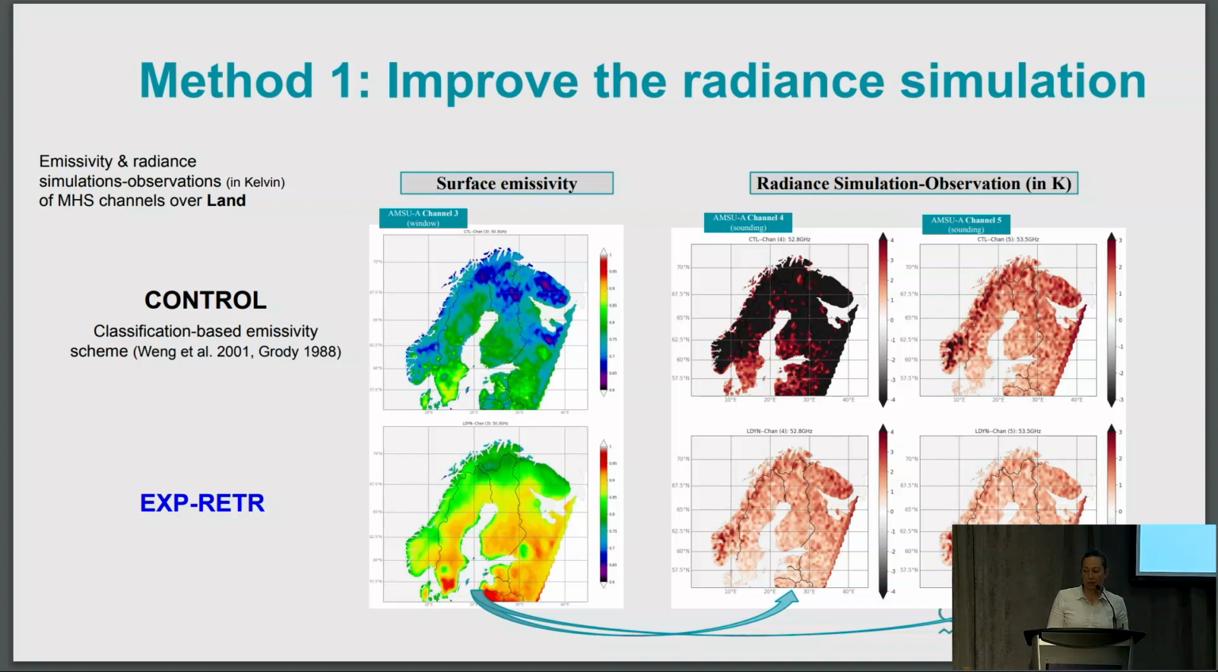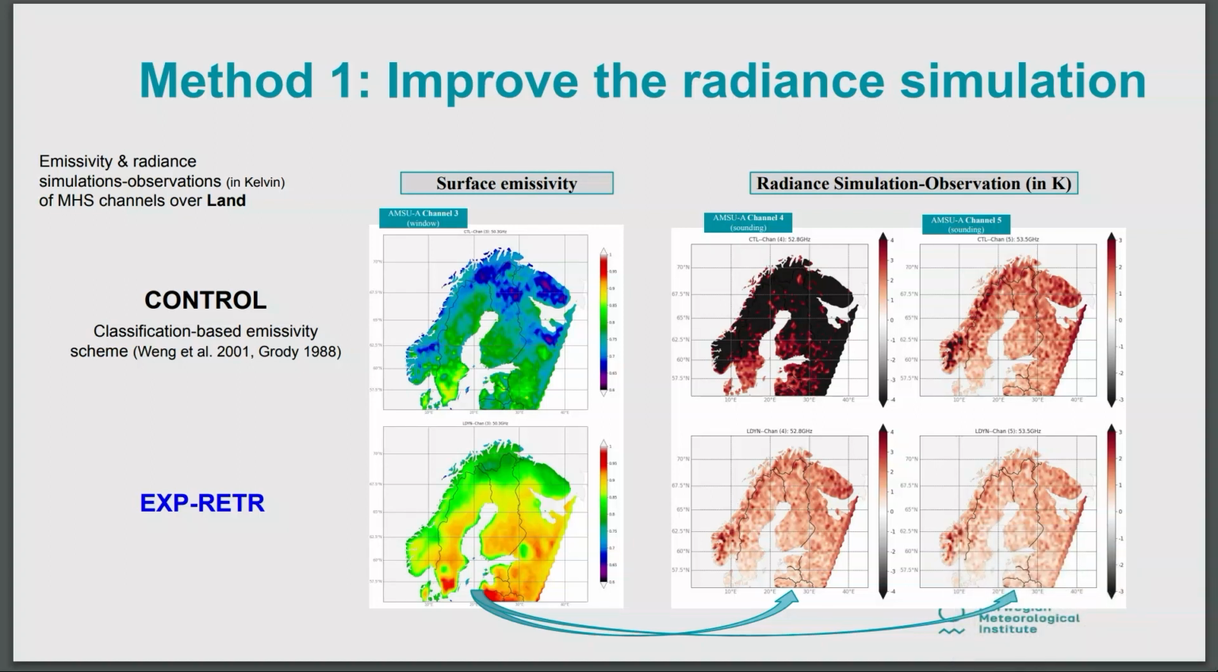atmospheric analysis. But then, if instead of using this default emissivity, we use the emissivity retrieved from a channel on the same platform, for example from channel 3 of AMSU-A, we can see that the difference between the radiance observation and simulation is quite reduced. And we will allow more observations to pass the quality check and then contribute to the atmospheric analysis.